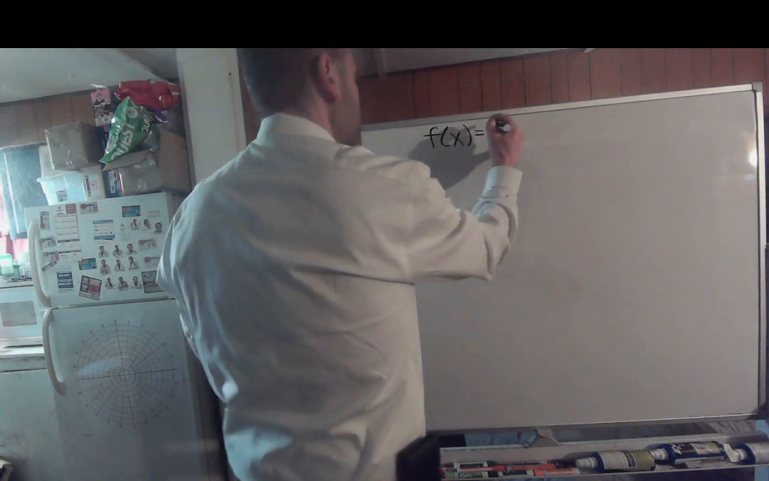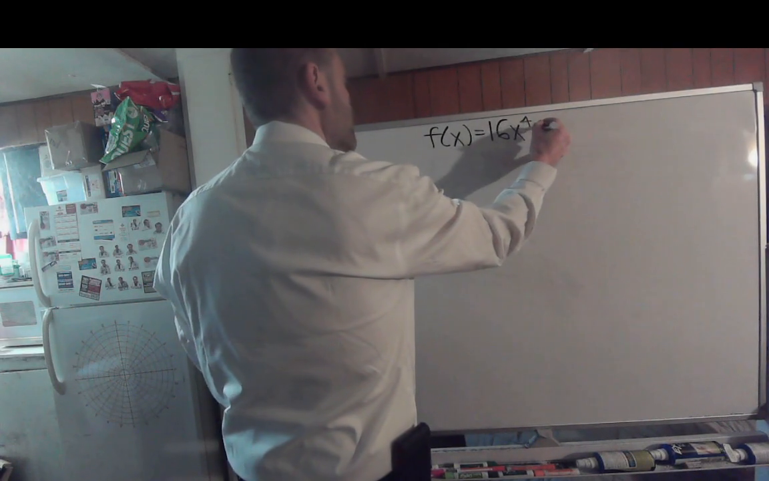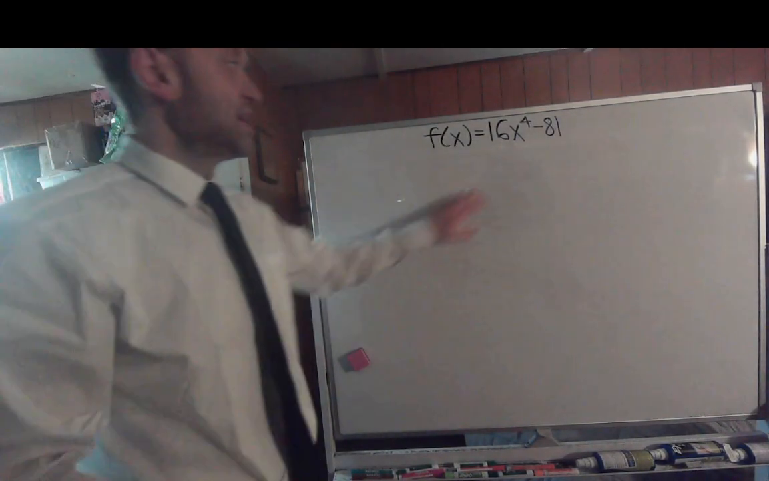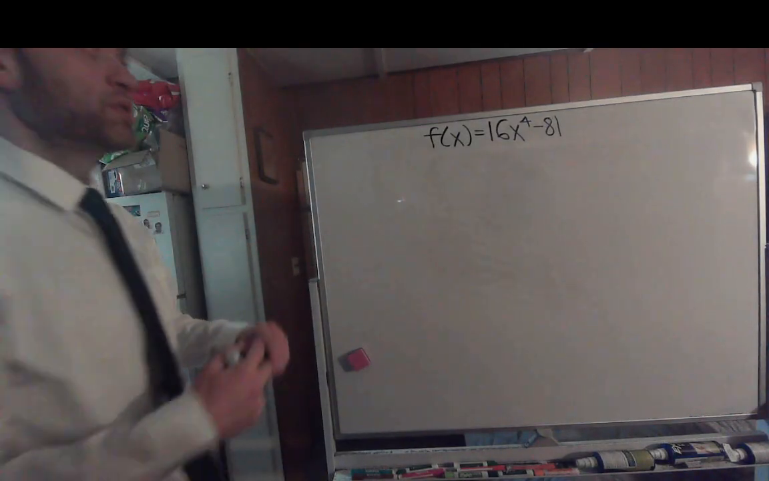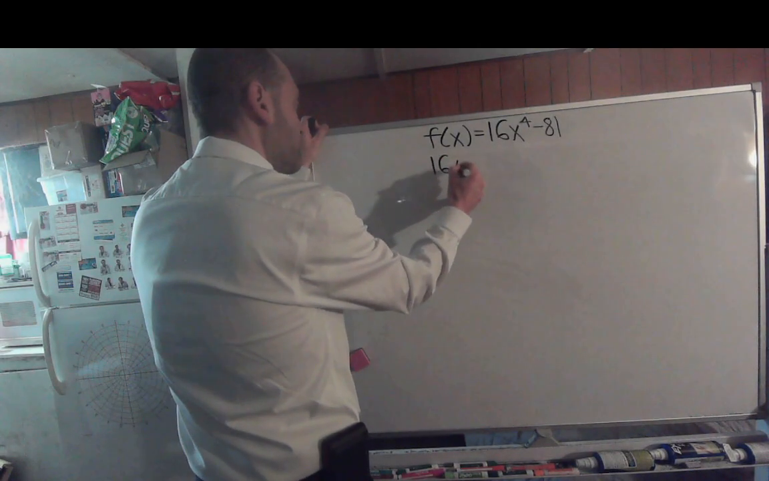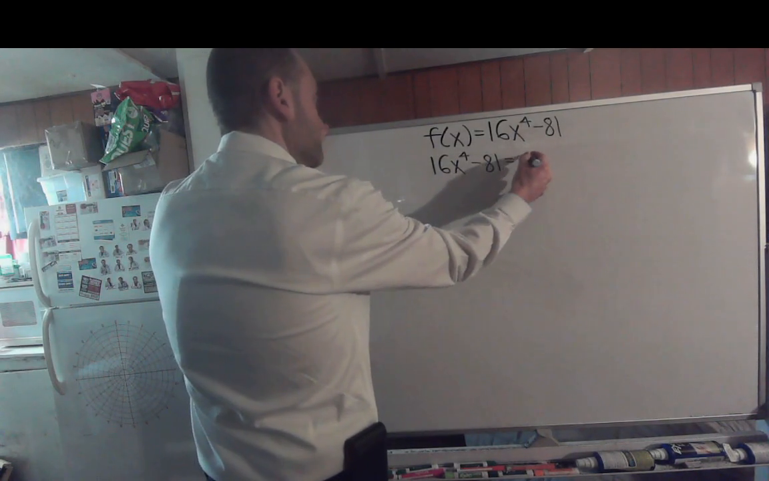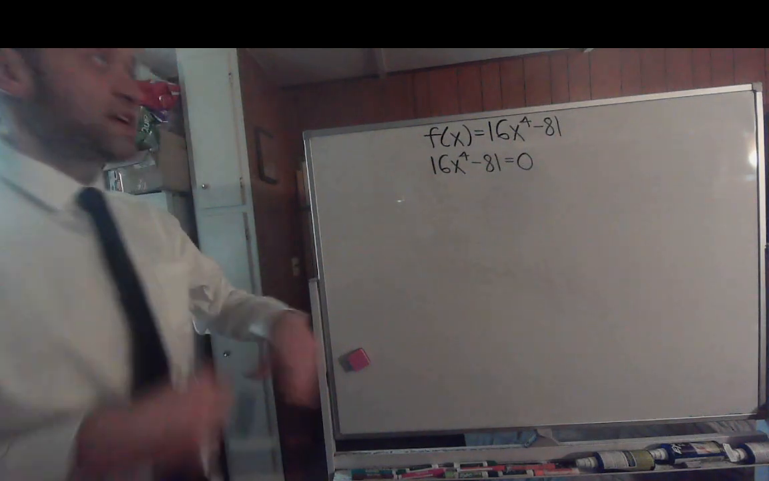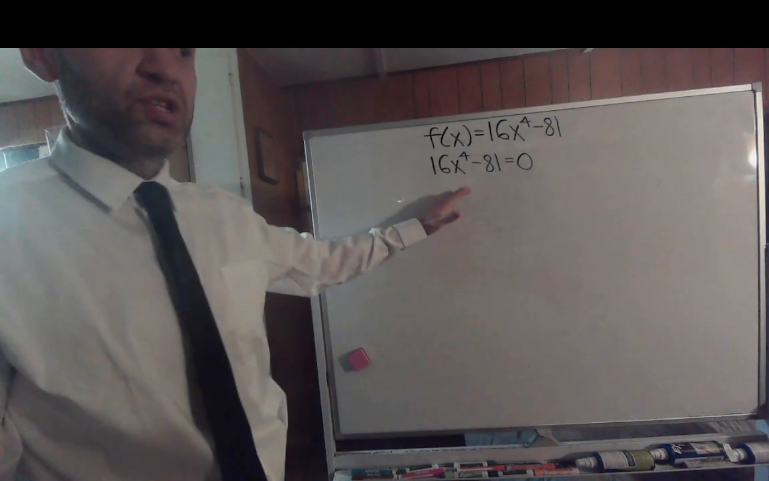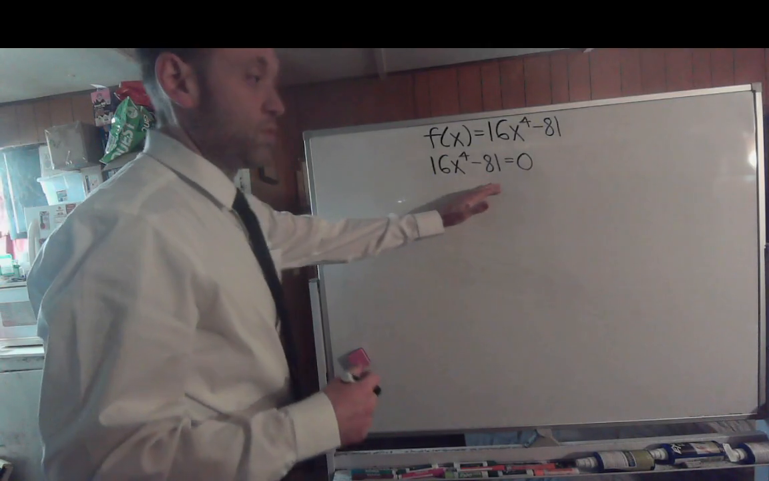All right, f of x equals 16x to the fourth minus 81. Well, this is about to get very interesting. So go ahead and set your 16x to the fourth minus 81 equal to 0. So this is a fourth degree polynomial, which tells you that you should have 4 solutions in the complex number system. Well, let's factor 16x to the fourth minus 81.